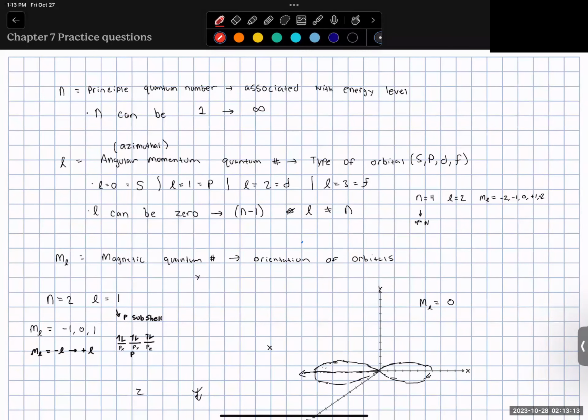Here's the analogy that everybody uses for quantum numbers: it's like the address of an electron. So you have your N, which is like the state you live in. Like we live in Texas, so that's our N. Our L could be something like our county, like Bear County. Then M sub L could be like the street you live on, and then M sub S is your house.